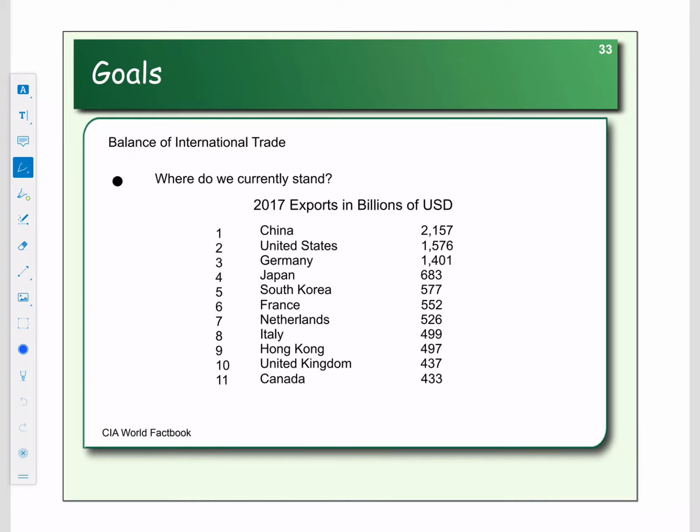If we look at exports, we can see that China is the number one exporter in terms of the value of goods that they sell to other countries. They moved to the number one place in 2009, exporting $2 trillion worth of goods in US dollars. Canada falls into 11th place, and the US is in second place.